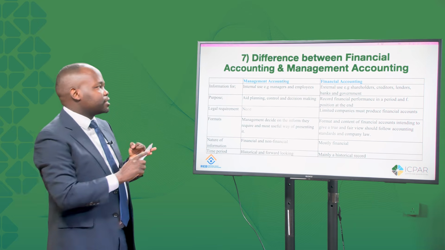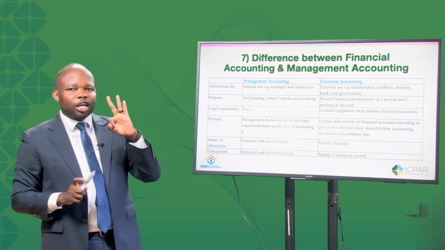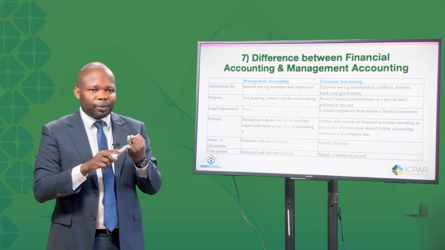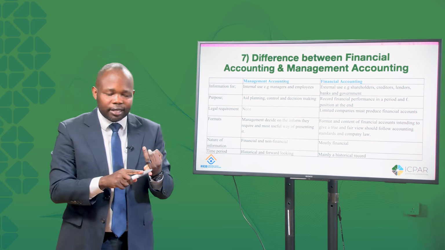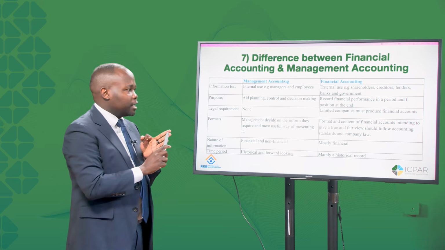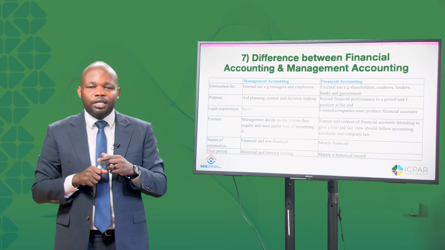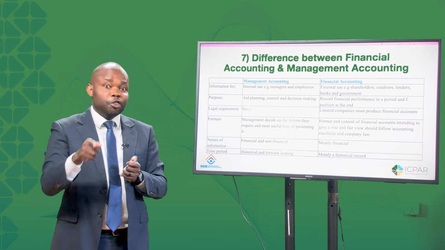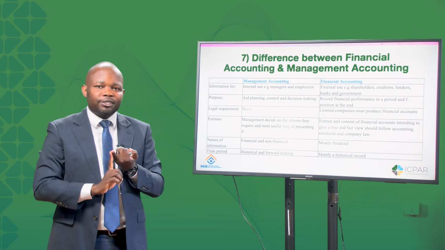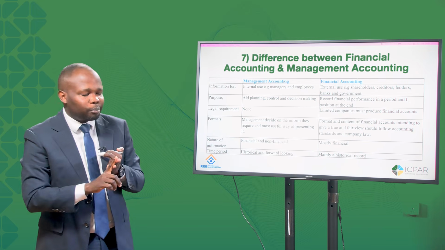The second difference is on the purpose of preparing the accounts. There are 3 purposes for preparing management accounts. The first purpose is to help in planning. The second purpose is to help in control. And the last purpose is to help in decision making. On the other hand, in financial accounting, there are two major purposes, although we had previously listed 4 purposes. The 2 major purposes are to show financial performance and to show financial position.